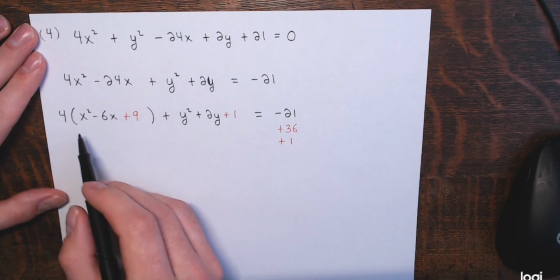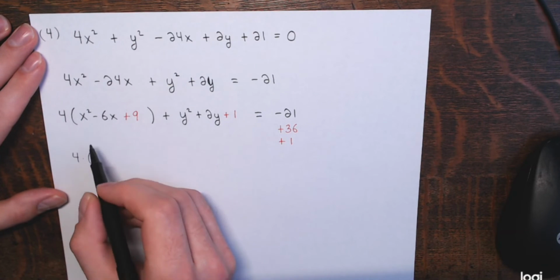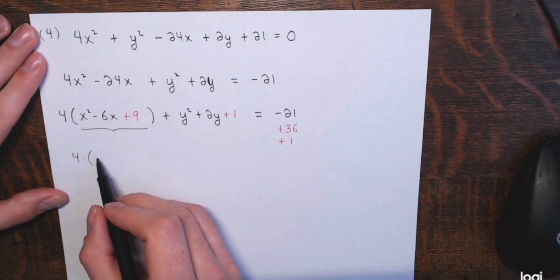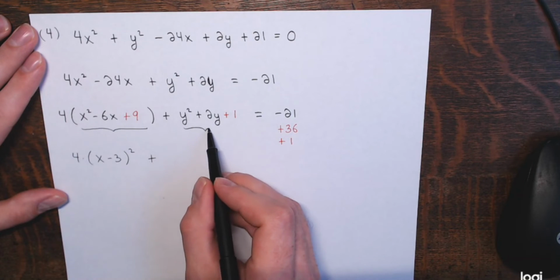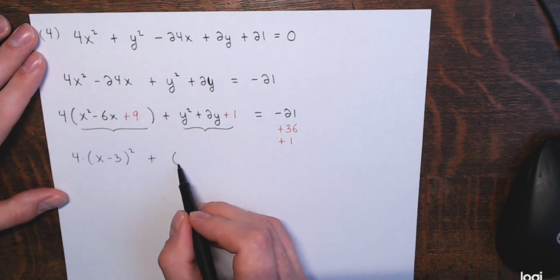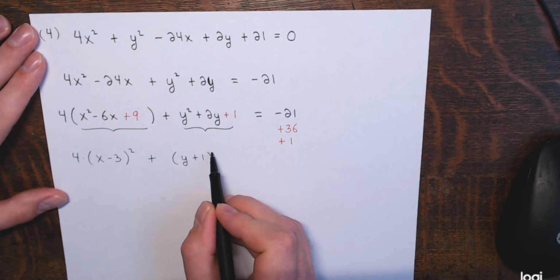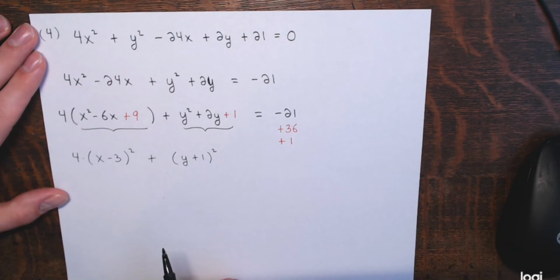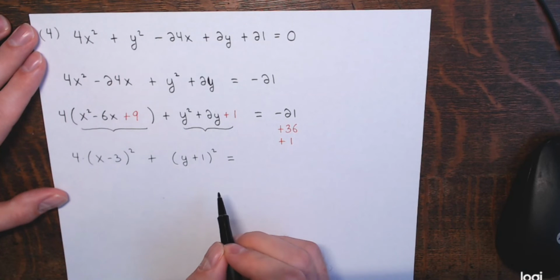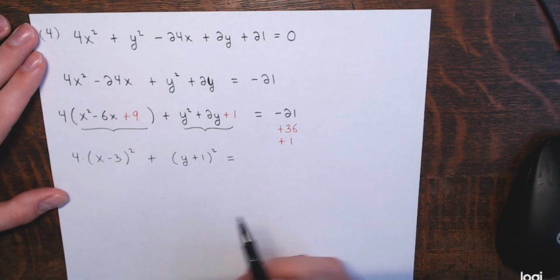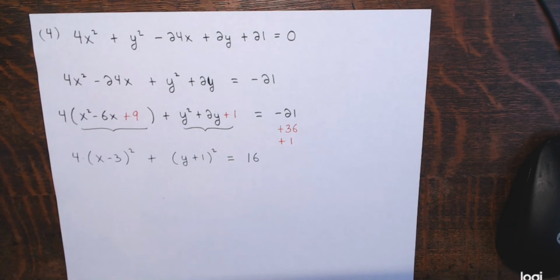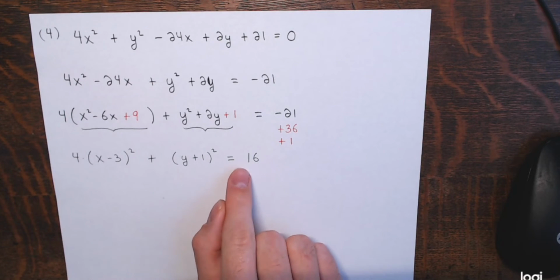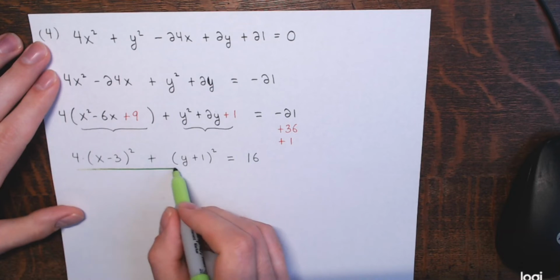Okay, so here we have 4 times this quantity, x minus 3 squared, plus, and then this quantity is y plus 1 squared. That's a perfect square trinomial. Equals, and then basically you have 37 minus 21 would be 16. Alright, again, I'm almost done. I just want an equals 1 over here. So I divide everything by 16.